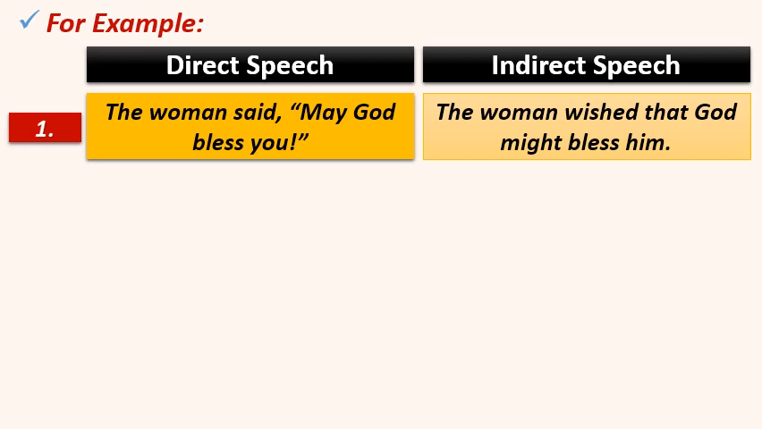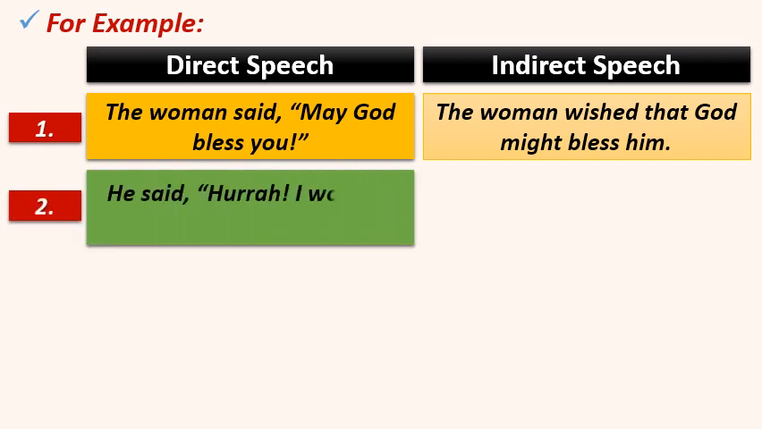So the result will be the woman wished that God might bless him. Now let us see one more example to clarify the structure. He said, comma, inverted commas start, hooray, exclamation sign, I won the match, full stop, inverted commas close.